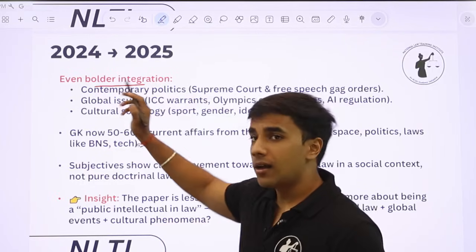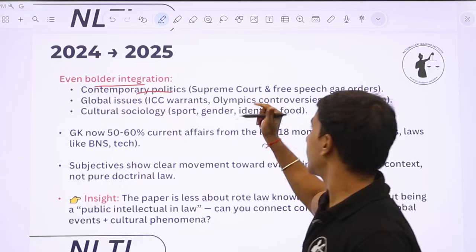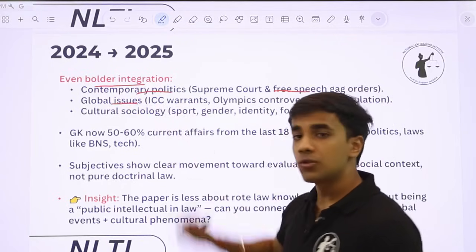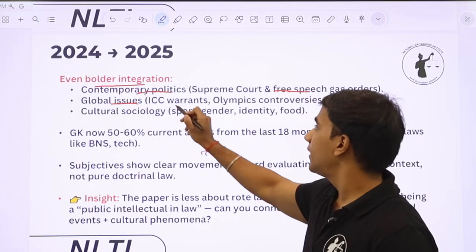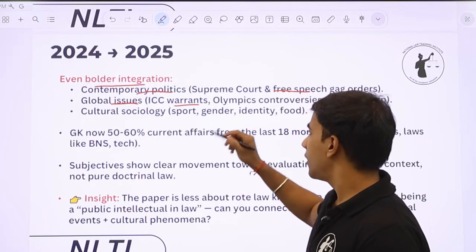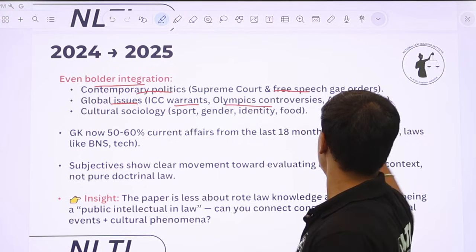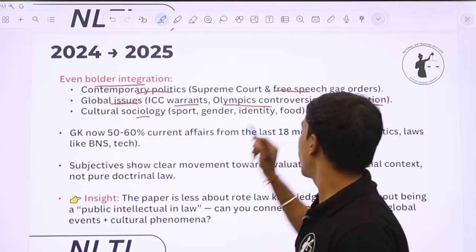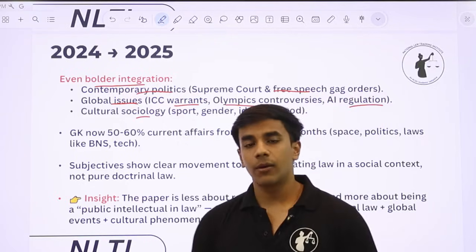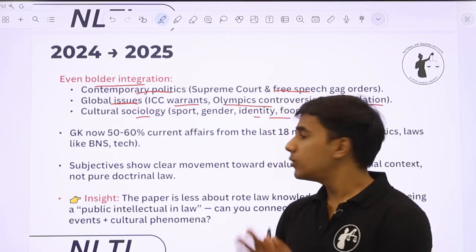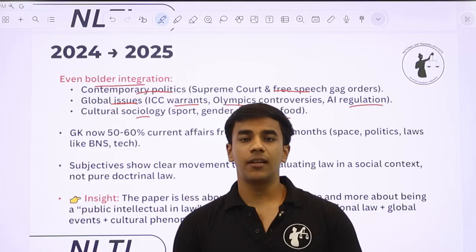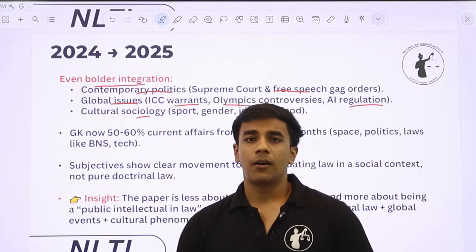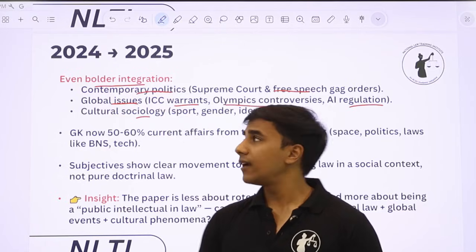Now there was addition of contemporary politics like the Supreme Court and free speech issue. A gag order was issued on that. Global issues पे relevance और focus आने लग गया, like the ICC warrants that were issued, the Olympics controversies, AI regulation, and cultural sociology. Like there was a passage on sports and gender. And then there was a passage on identity and food, the biryani one that I recently talked about. So now you see the bolder integration of interdisciplinary and multi-factorial approaches came into play in NLSAT 2025.